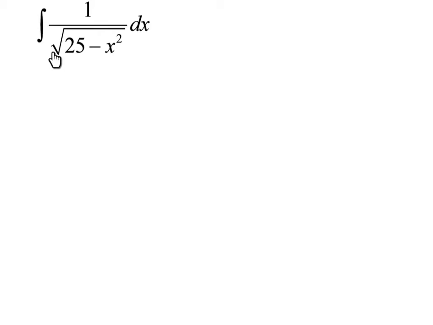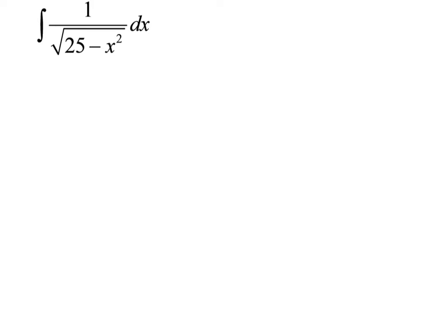You can usually identify it as looking like one of the inverse trig derivatives. Another clue are of course square roots, but usually you're looking for something like a constant minus something squared, or something squared minus a constant, or a constant plus something squared. That's usually what we're looking for.